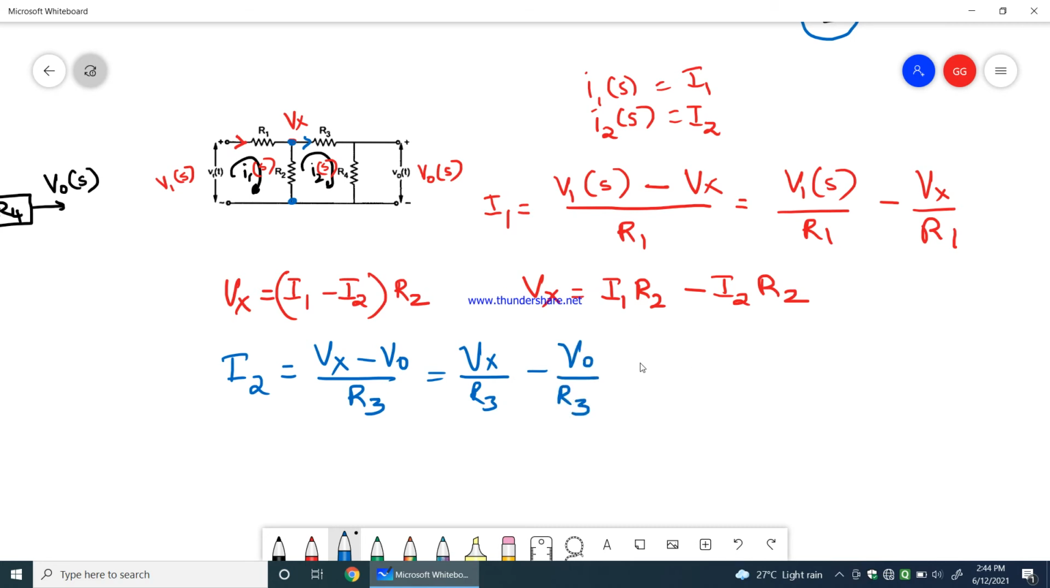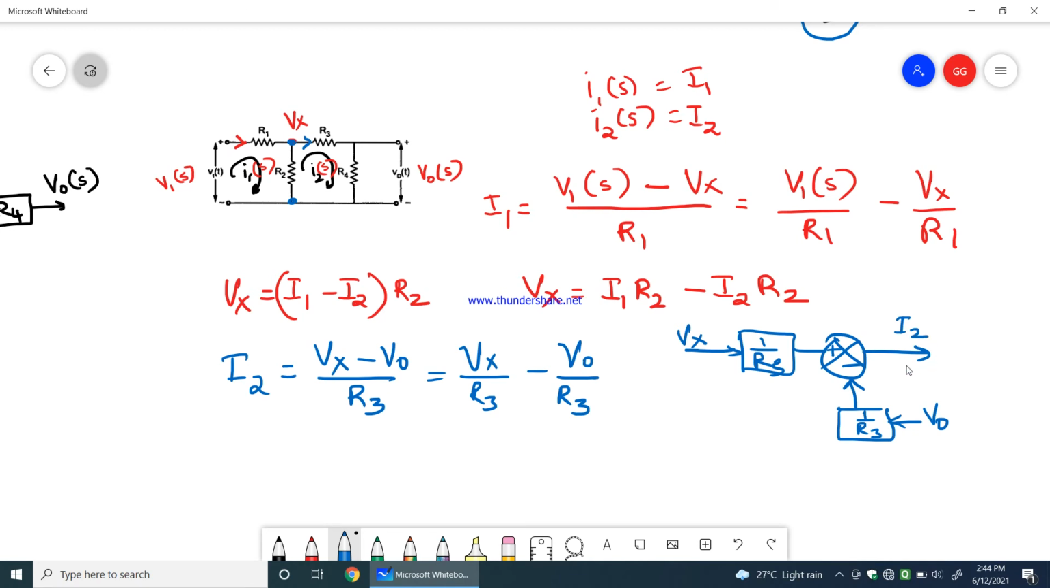So therefore the block diagram for this is, I have input Vx multiplied by 1 over R3, given to a summing point where this is plus, this is minus, and this is again multiplied by 1 over R3, and Vout is coming here, and the output I get is I2.